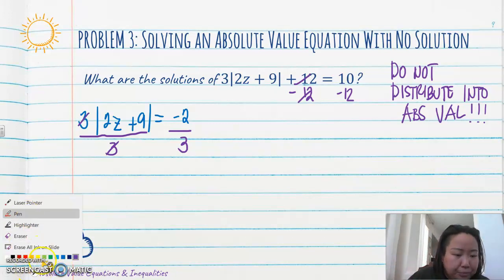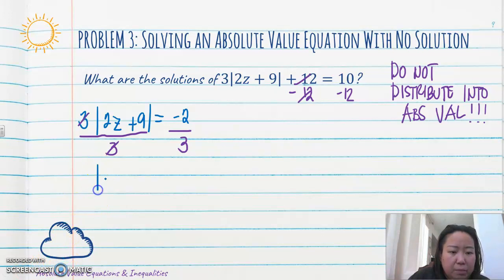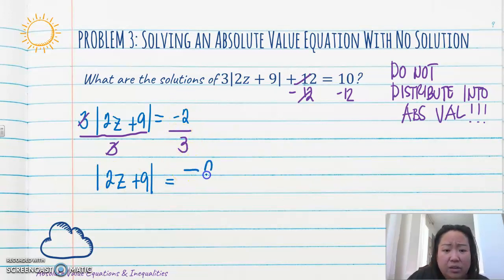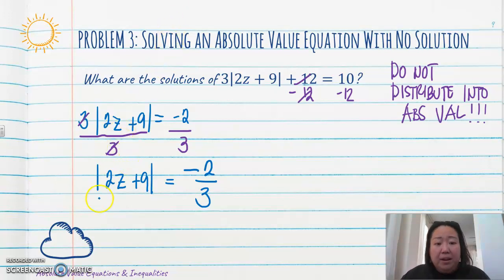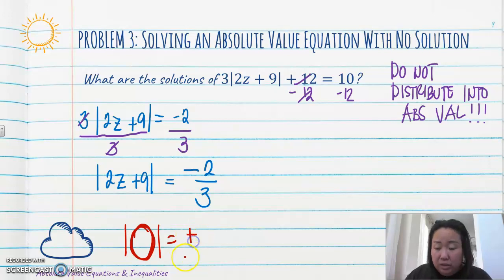So now our expression is the absolute value of 2z plus 9 is equal to, what is our right side now? Negative 2 over 3. Now, are we still going to proceed or no? There's no need to proceed. Why? Going back, let me just write it down here, okay? Whatever is inside this absolute value symbol, the absolute value is always a positive number.